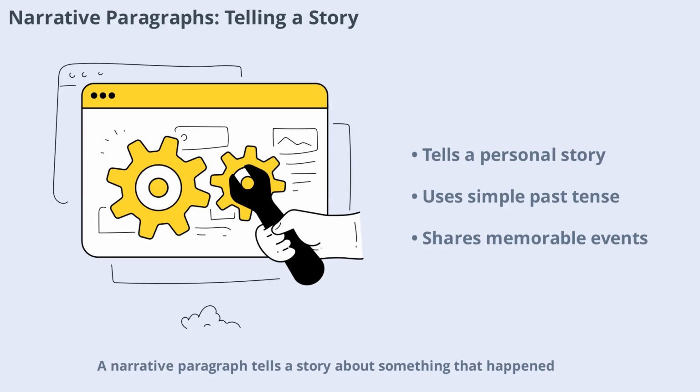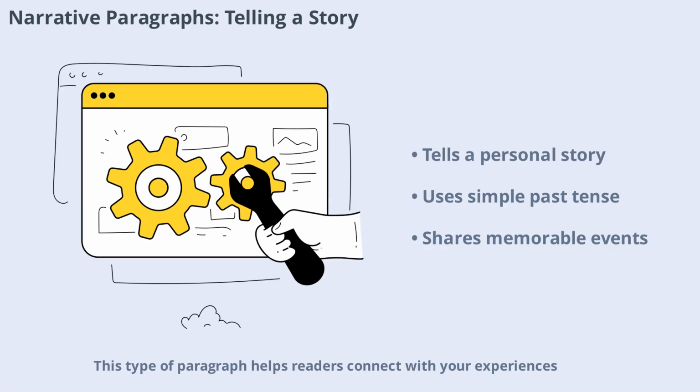A narrative paragraph tells a story about something that happened. It usually describes a personal experience or a memorable event. Most verbs in a narrative paragraph are in the simple past tense because you're describing actions that happened before now.